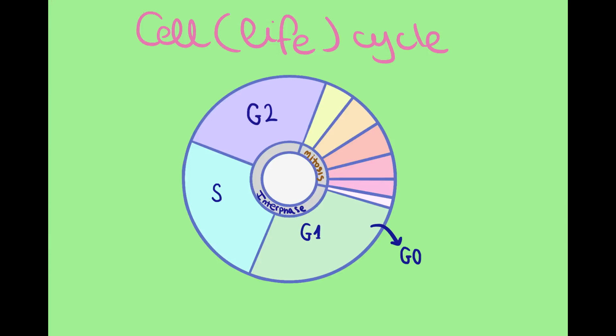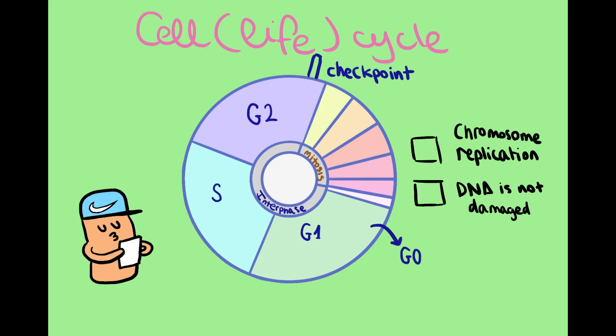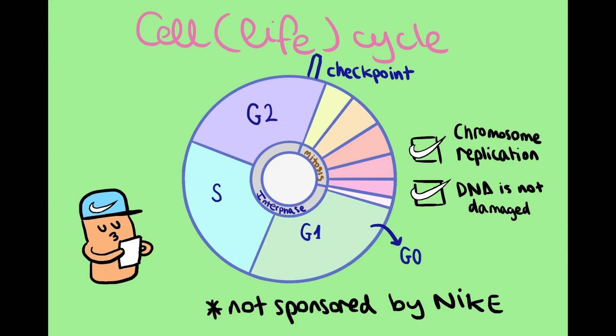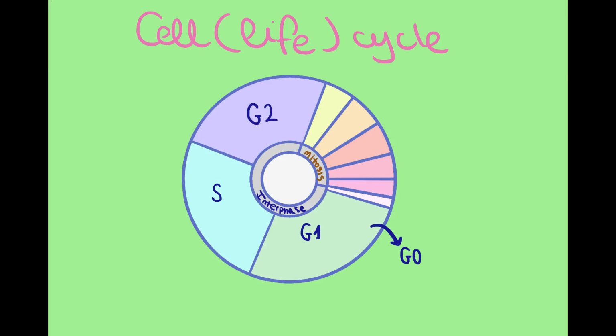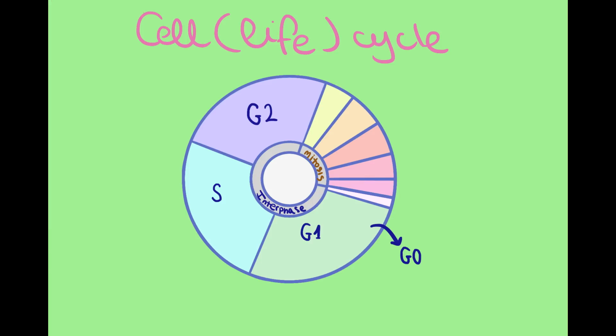In the third stage, G2, the cell prepares for mitosis and checks for possible errors. Prior to the end of this phase, there is a checkpoint in which the cell checks that chromosome replication is complete and that the genetic material is not damaged. When the cell is ready to divide, it enters the mitotic phase of the cell cycle. Mitosis is divided into prophase, prometaphase, metaphase, anaphase, and telophase.